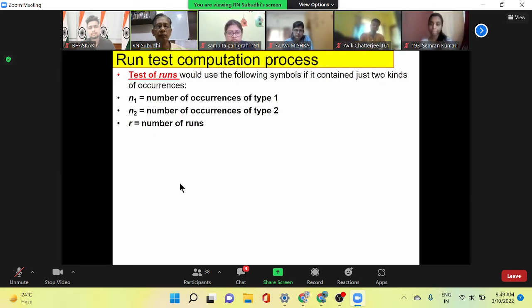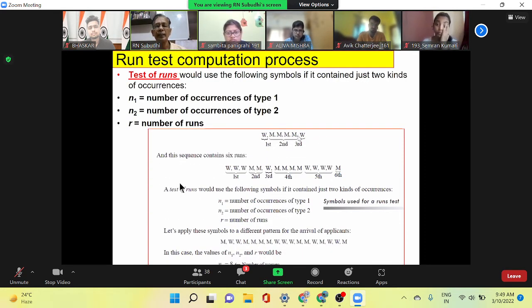I think I have copied this from Levin's book. Now in this case, a run will be denoted as small r. A run means how many sequences are there of the same alphabet. So what is r here? How many runs are there?